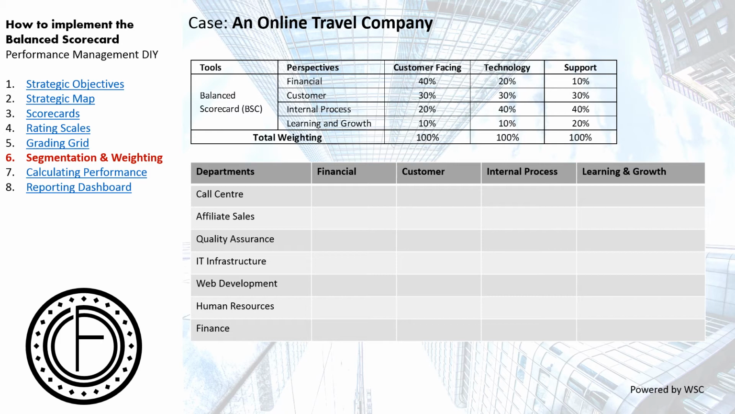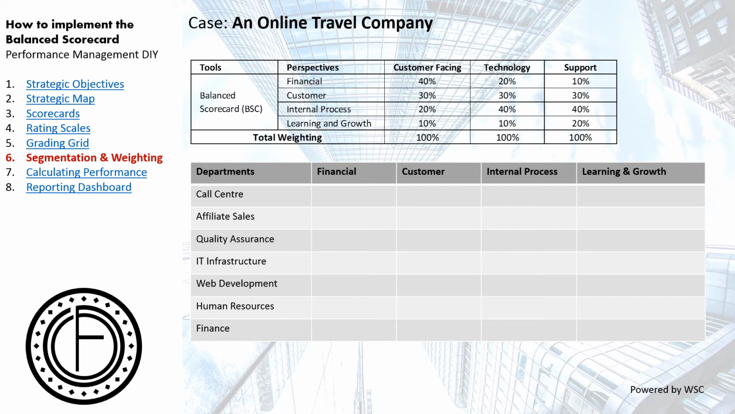If you come down, quality assurance is best seated under support. So under financial, quality assurance will be 10%. Under customer, quality assurance will be 30%. Under internal process, quality assurance will be 40%. That is how you go about distributing your weighting.